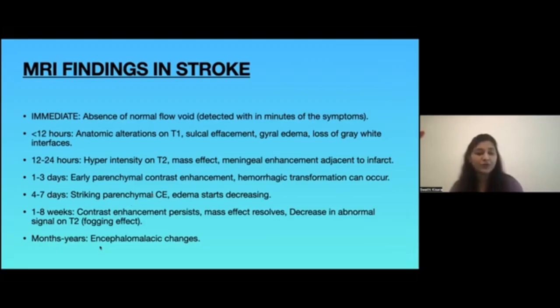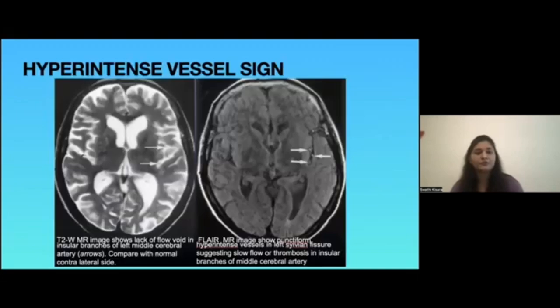And in 1 to 8 weeks, the infarct shows contrast enhancement; it persists throughout the 1 to 8 weeks. The mass effect starts resolving, and there is also a decrease in abnormal signal on T2 because of the fogging effect. And months to years after, during the chronic stages of the infarct, encephalomalacic changes can be appreciated on the MRI.